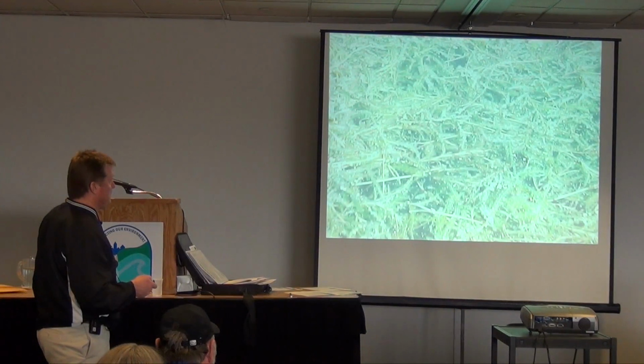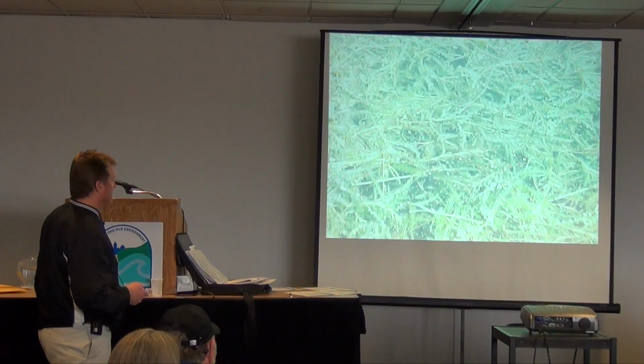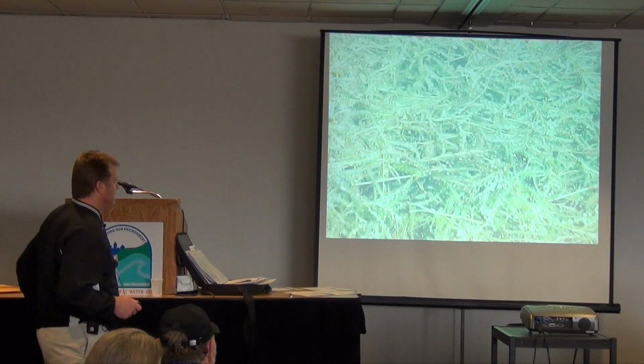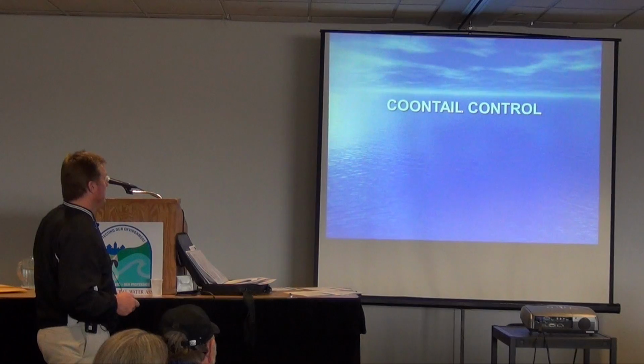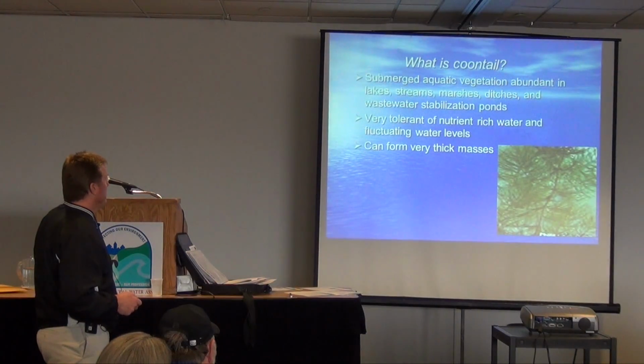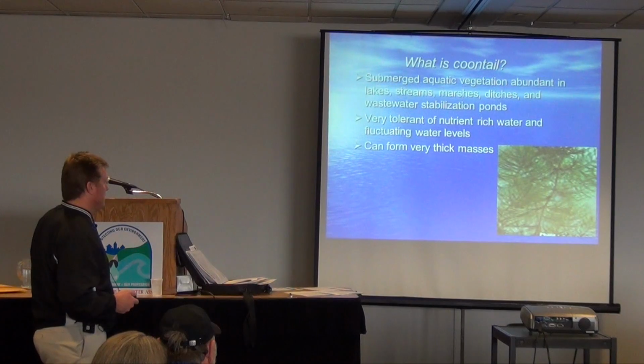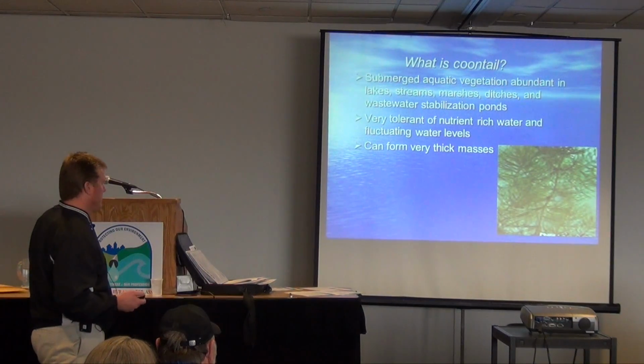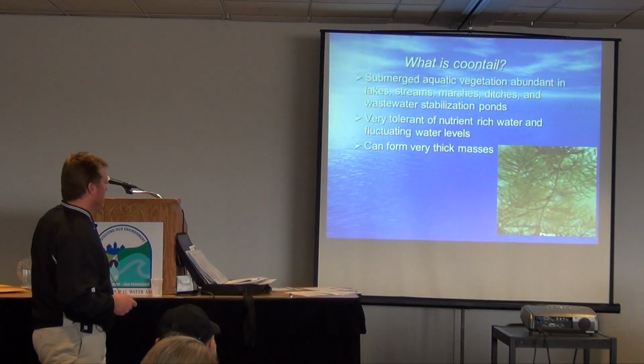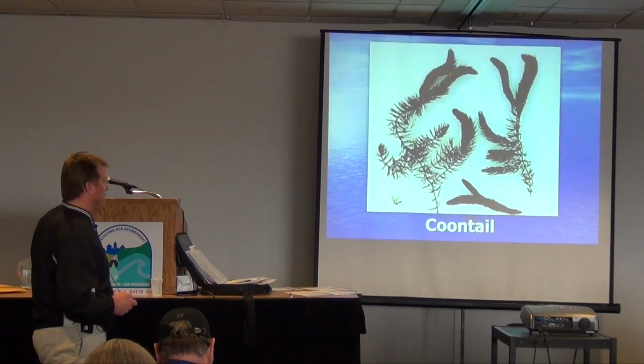Here's some curly leaf pondweed. It's not the best picture, but that's where it's just really stacked in there. Coontail: submerged aquatic vegetation abundant in lakes, streams, marshes, ditches, and wastewater stabilization ponds. We see a lot of coontail out there. It's very tolerant of nutrient-rich water and fluctuating water levels. It can form a very thick mass, and that's probably when it gets to be problematic.